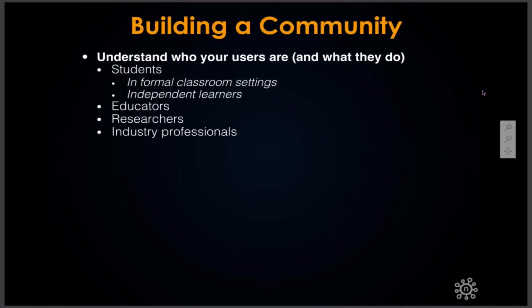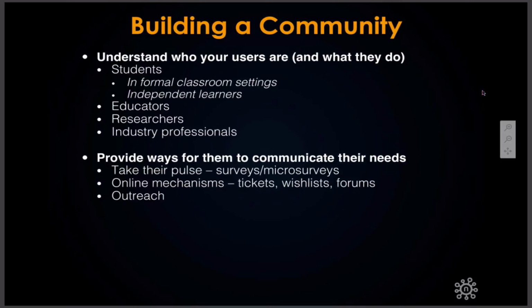When you're building a community, you need to make sure that you have ways that they can communicate their needs to you. So on nanoHUB, we find ways to take their pulse. We run surveys, we run micro-surveys. We're thinking about incorporating more micro-surveys into the structure of the hub. That's one of our goals, along with Jupyter Notebook development, to engage on a more real-time basis with our users.